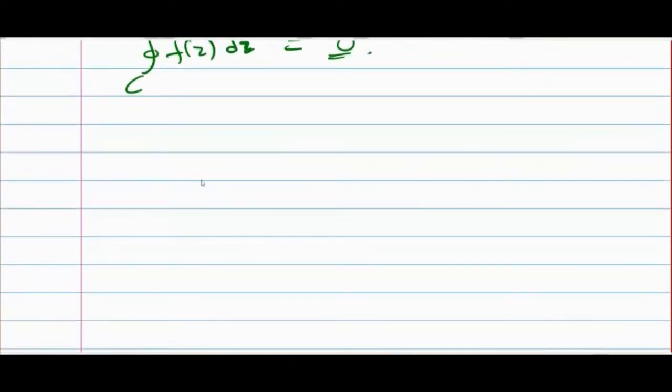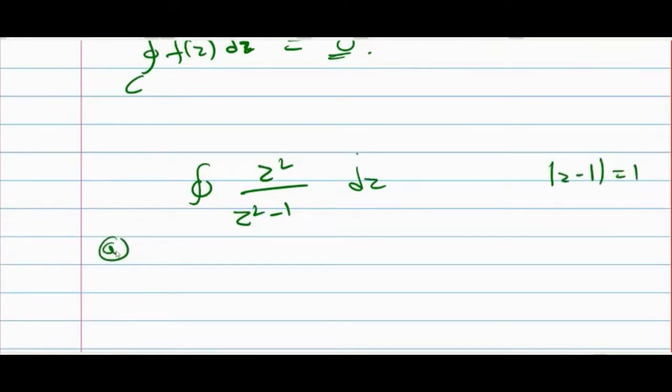Next question: the integration of z square upon z square minus 1 dz, evaluated on |z minus 1| = 1. I will write the options, and by that time you try. Option A: minus pi i, option B: pi i, option C: 0, option D: 2 pi i. The integrand is z square upon z square minus 1.